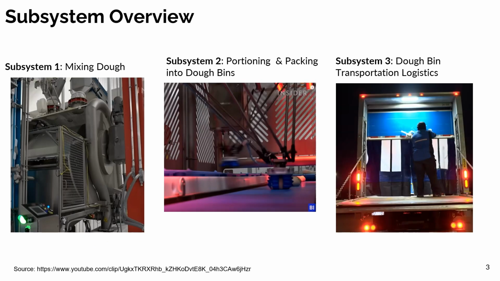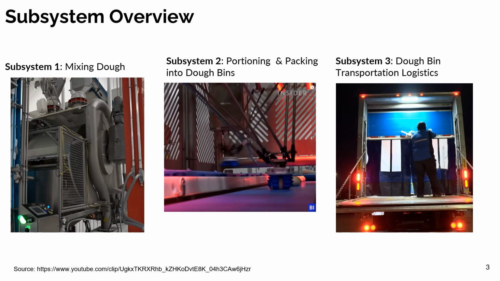So for our subsystem overview, we have our first subsystem, which is our dough mixing. Here we see our dough mixer, which is fed with the optimal amounts of the ingredients needed to make the dough. And then in subsystem two, we have the portioning and packing into dough bins. We can see the robot arm on the right moving the dough balls off of the conveyor belt and over to the left into the box.